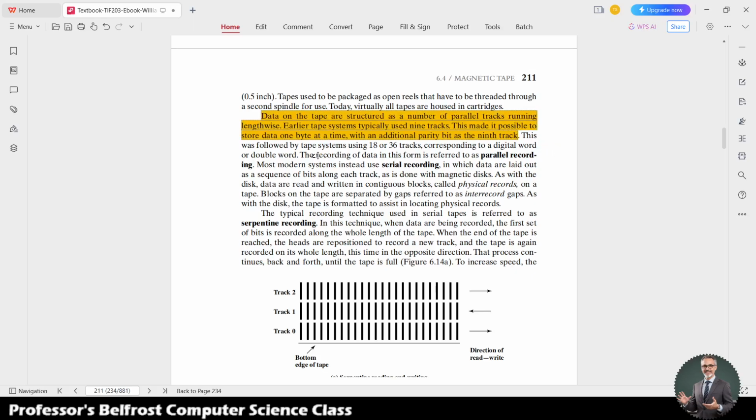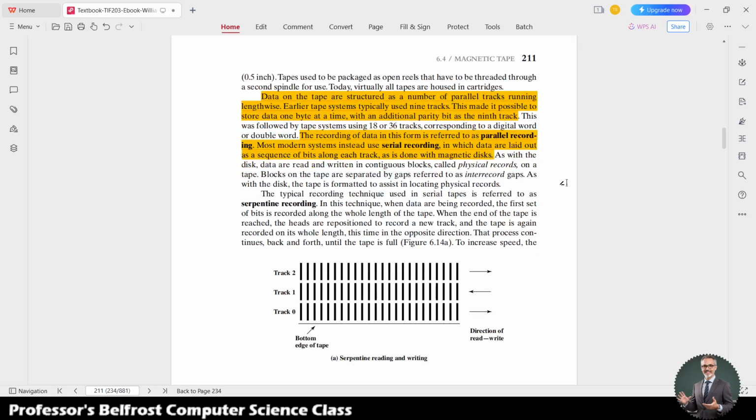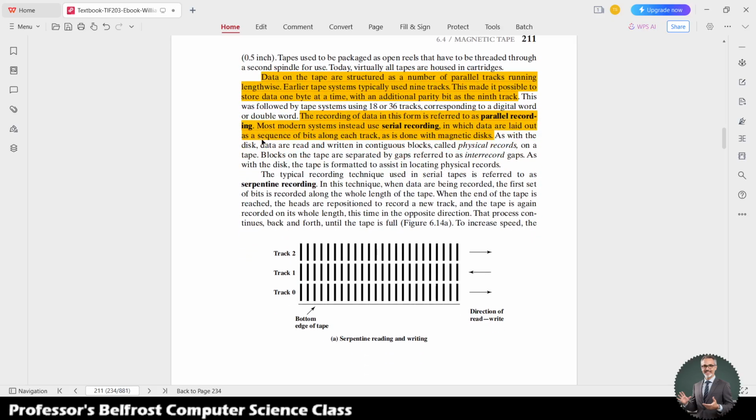The recording of data in this form is referred to as parallel recording, and most modern systems instead use serial recording, in which the data are laid out as a sequence of bits along each track, as is done with magnetic disc. As with discs, data are read and written in contiguous blocks called physical records on a tape. Blocks on tape are separated by gaps referred to as inter-record gaps.